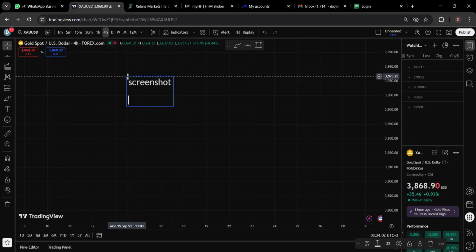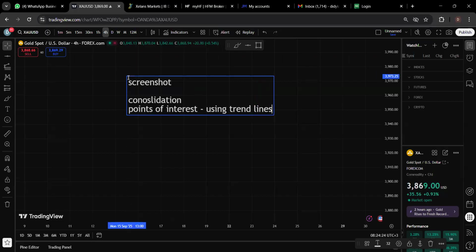We are going to analyze the market and identify the consolidation again. Then the next point, identify your points of interest. Using what? Trend lines. I don't know if we are together. What's the assignment I'm giving you guys? We are together. Yes. That's the assignment I'm giving you guys. So I need 2 screenshots from everyone.